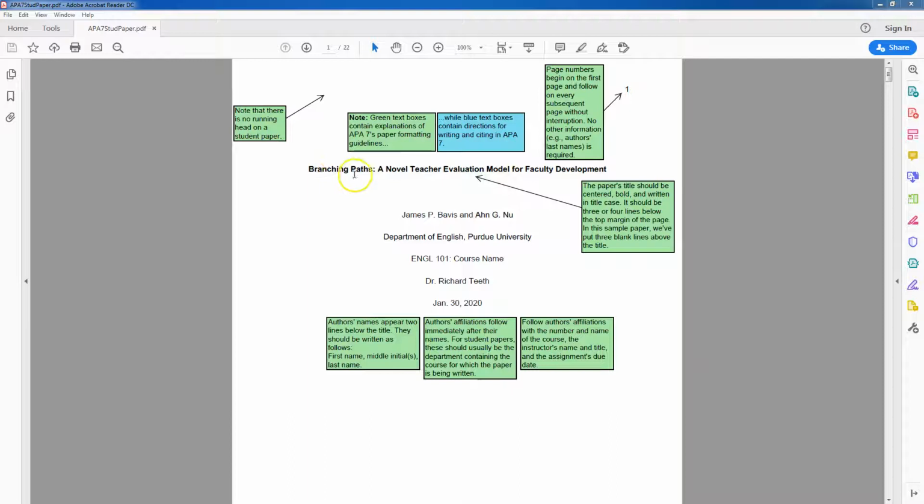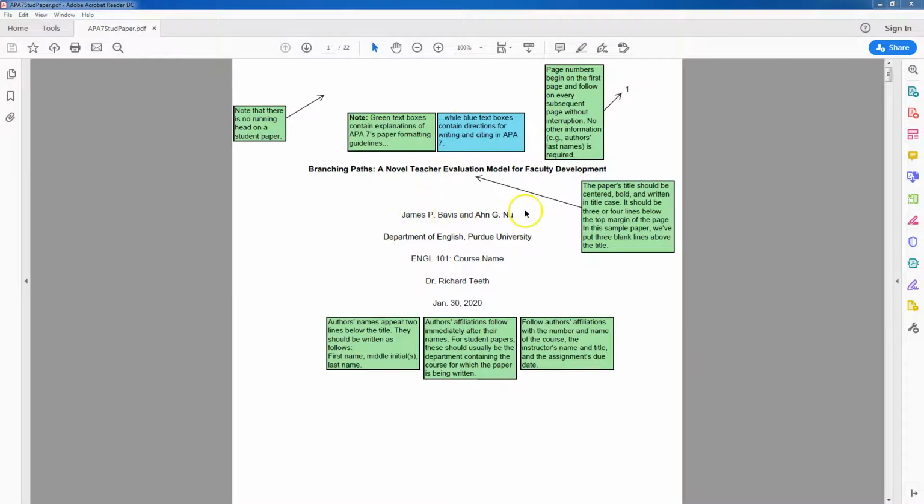You'll notice in the title that every major word has a capital letter. So capital Branching, capital Path, capital A because it's after a colon, capital N for Novel Teacher. You'll notice the 4 is not capitalized because that is not a major word, but this is bold and it is written in title case. So it should be 3 or 4 lines below the top margin in the sample, and there should be 3 blank lines above the title. So that's how you notice it's about 3/4 up on the page.